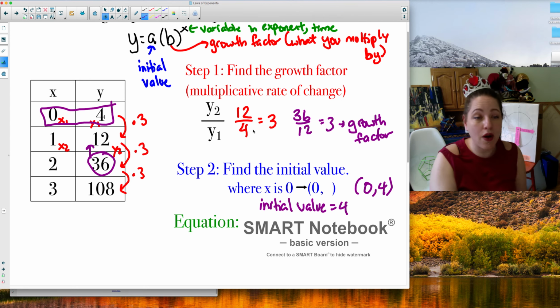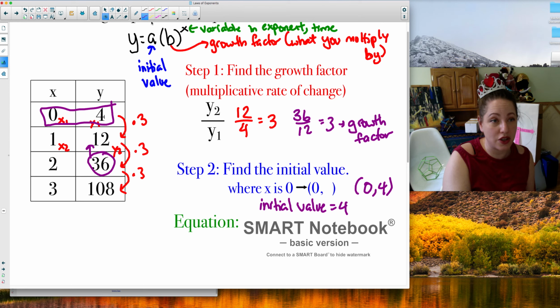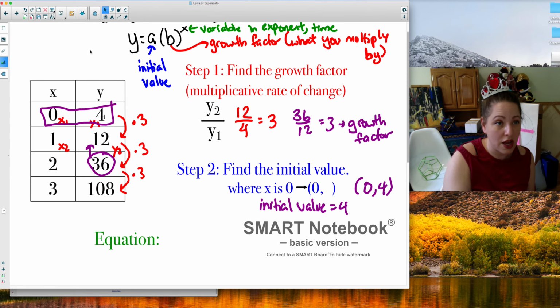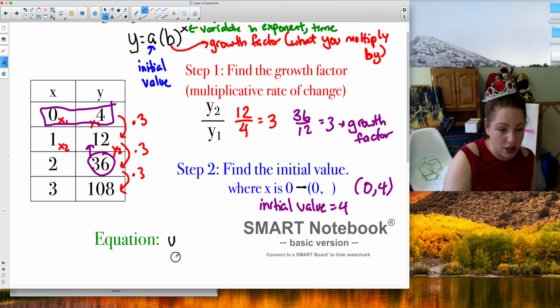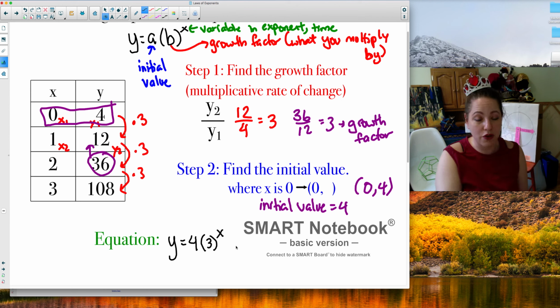Okay, now all I'm going to do is plug it into this equation up here. So to do that, I'm going to write out my equation, and that is going to be y equals, because it always has a y and an x in it. My a is my initial value. Initial value is 4, so I put that right here, times b is the growth factor. Growth factor is 3, put that right here, and the exponent is x. And that's it. That's how you write your equation.